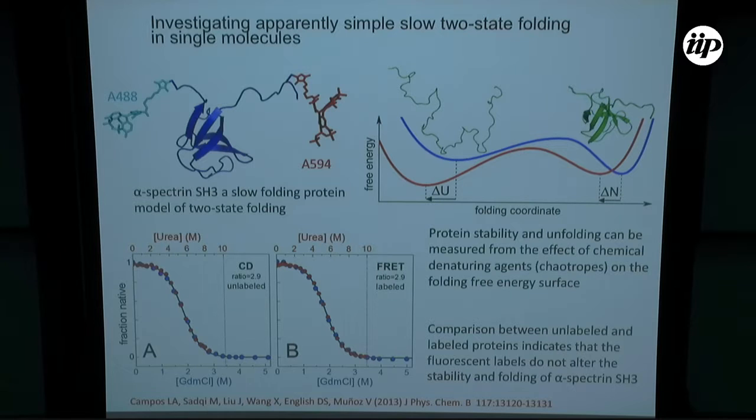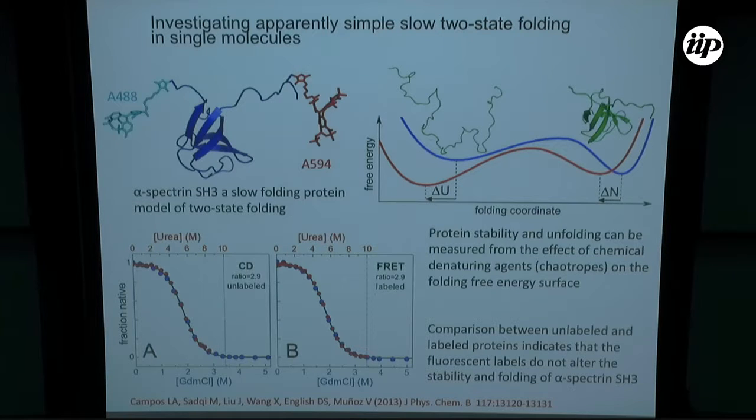So the first thing that you need to do when you do experiments is to check that your dyes don't make a mess, right? Because you can see they are big molecules compared to your protein, right? So they are not trivial perturbations. So the way you can do this is by measuring the unfolding process using chemical denaturants, for example, for the protein when it's unlabeled, and for the protein when it's labeled. And these are bulk experiments. And if they look the same, or very close to the same, then you can safely assume that the process is fine, and what you are going to see in the single molecule experiments reflects what you see in bulk with unlabeled protein.